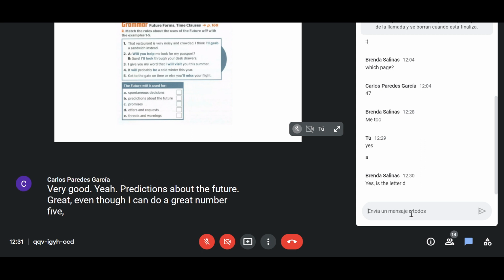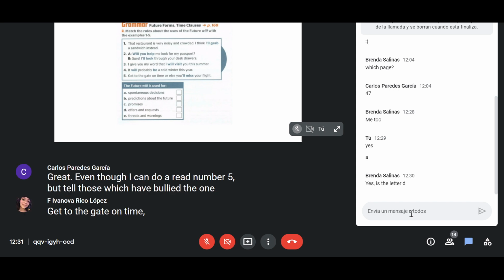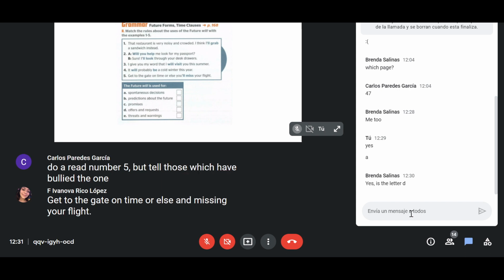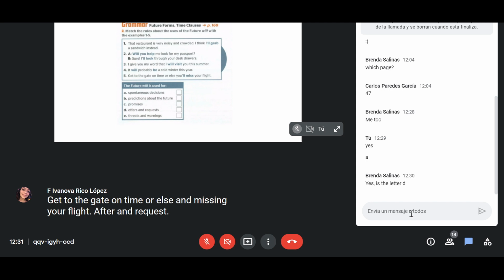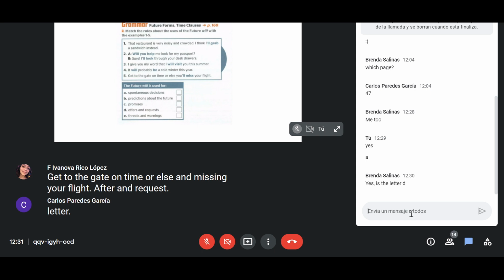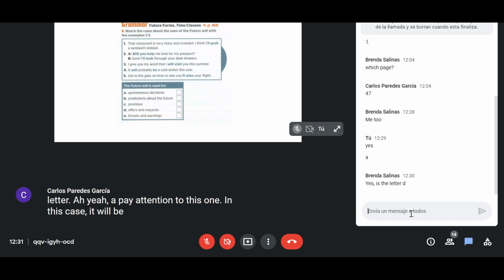Well, tell us which rule is the one. Get to the gate on time or else you'll miss your flight. Letter... Pay attention to this one. In this case, it will be threats and warnings.